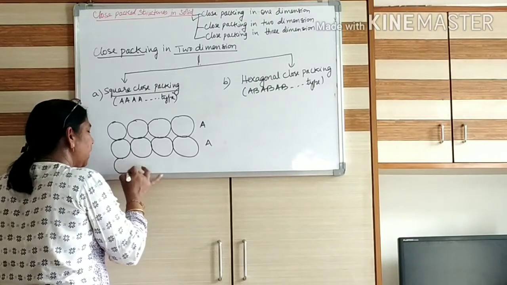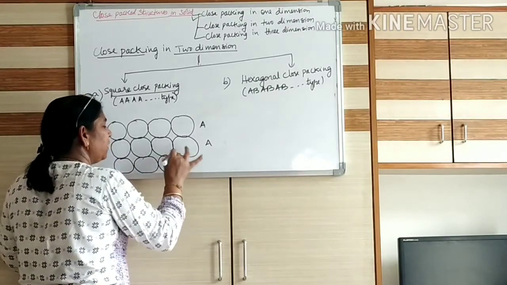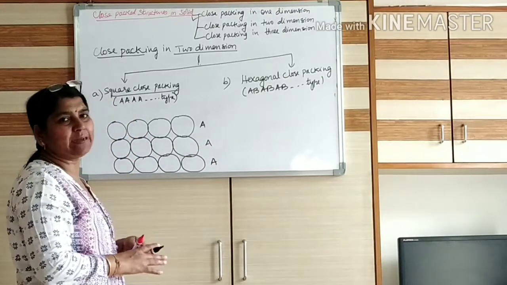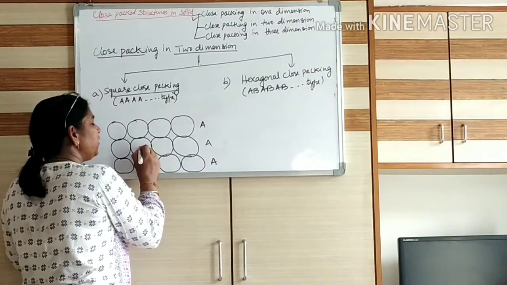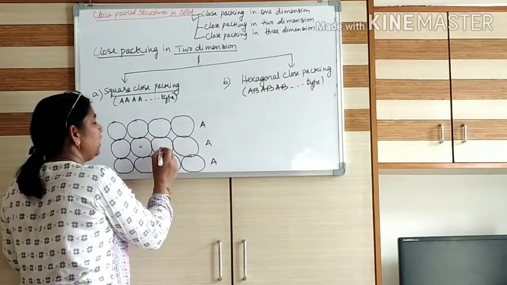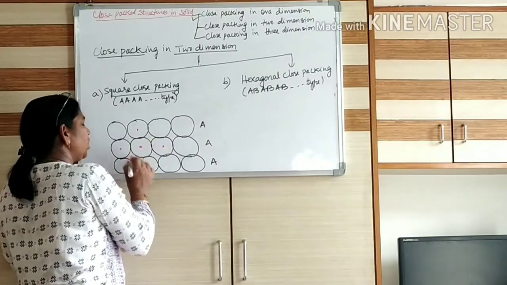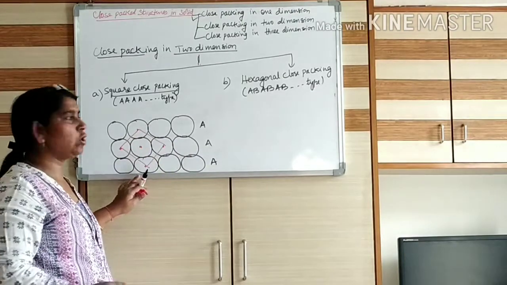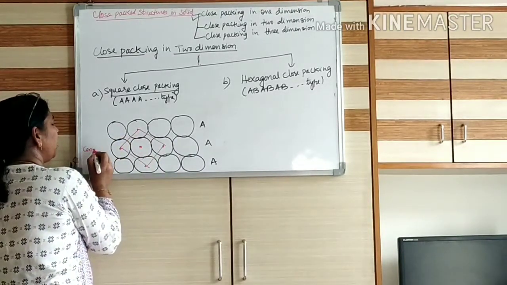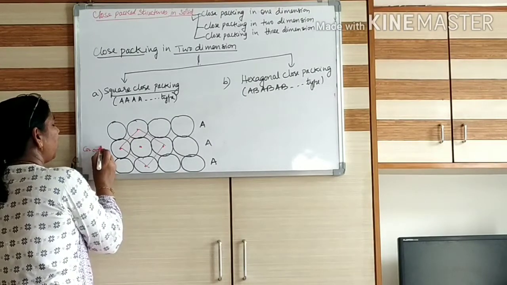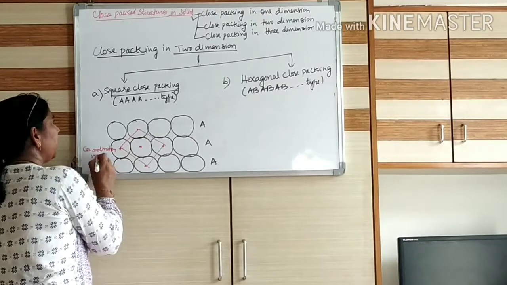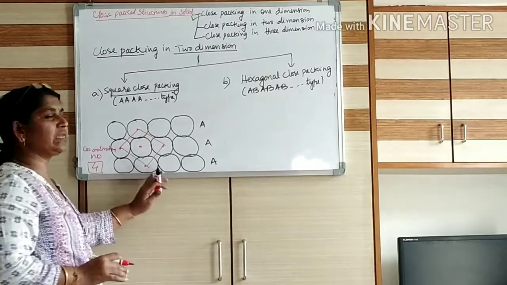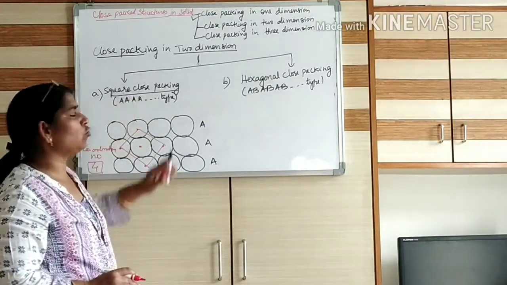Third row, again I will arrange in the same way. So this arrangement will be AA type. And if I will see any atom, I will check how many nearest neighbor. Suppose if I want to check the nearest neighbor of this atom. So nearest neighbor 1, 2, 3 and 4. So the nearest neighbor are how many? 4. So the coordination number in 2D square close packing is found to be 4. 4 nearest neighbor in this. So this is your square close packing.